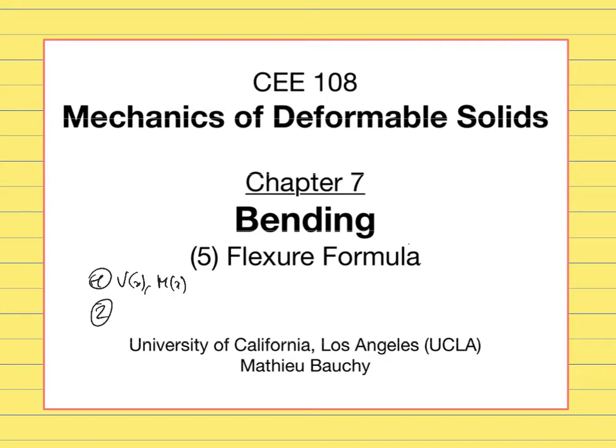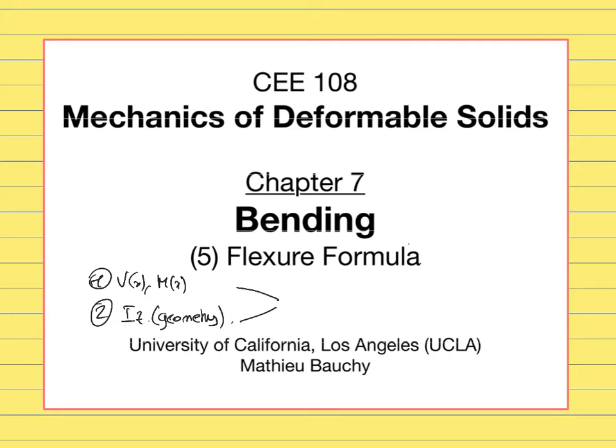And then in the previous video, we saw how to calculate the moment of inertia of the cross-section of the beam, which is going to be the geometrical quantity, depending on the shape of the cross-section of the beam, that will dictate its resistance to bending.